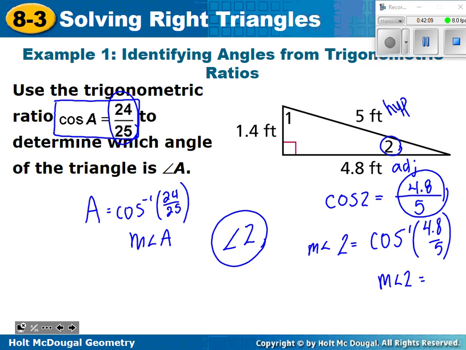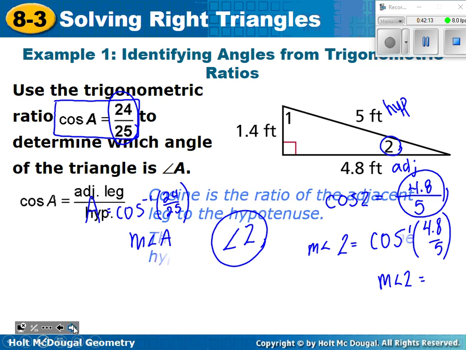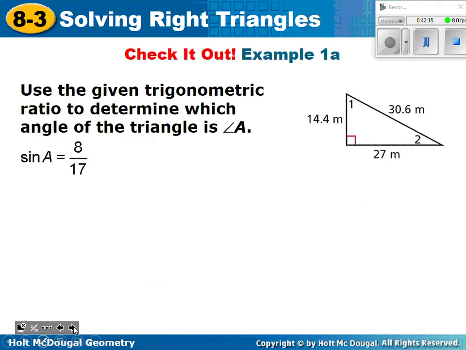Oh, I'm sorry, it's missing the ratio. Here it is, I'll show it to you. There you go. Yeah, you need to know sine A equals 8 over 17 or there's nothing you can do. This is missing.